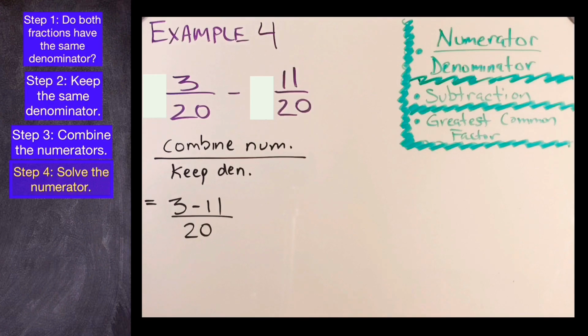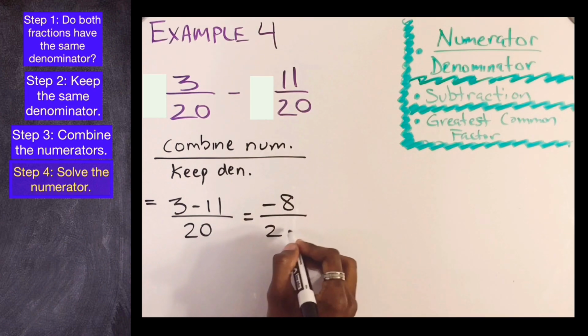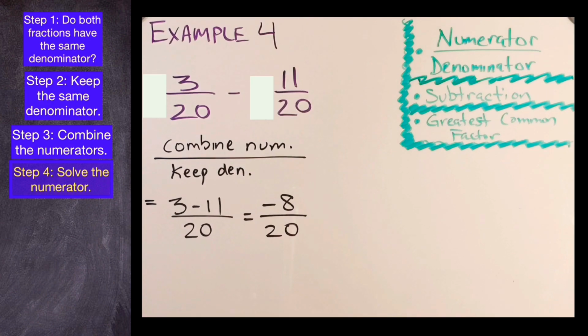For the fourth step, we're going to solve this numerator. So 3 minus 11 is going to be negative 8. We have a negative 8, and then we keep our denominator still. We have a 20. So now we have negative 8 over 20. So what do we do from here? Well, this is the first example where we're going to use the greatest common factor because there is a number that divides into both 8 and 20 evenly.